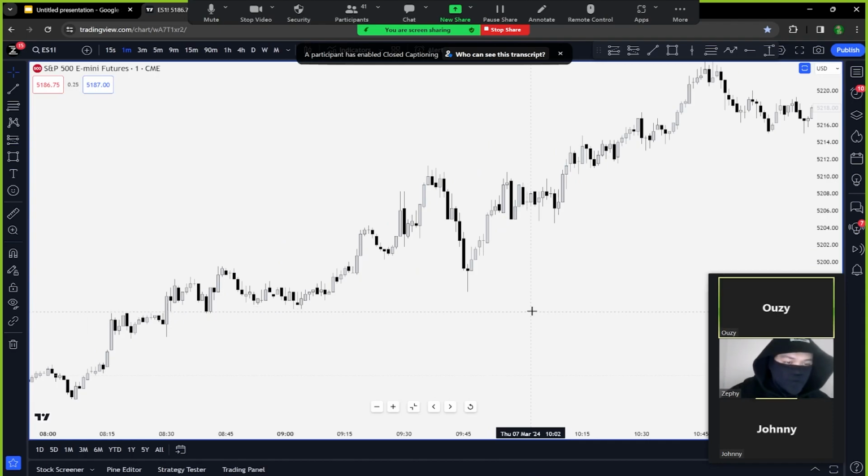London is often probably like the low of the day and the high of the day, just because it's the manipulation phase of the daily candle.